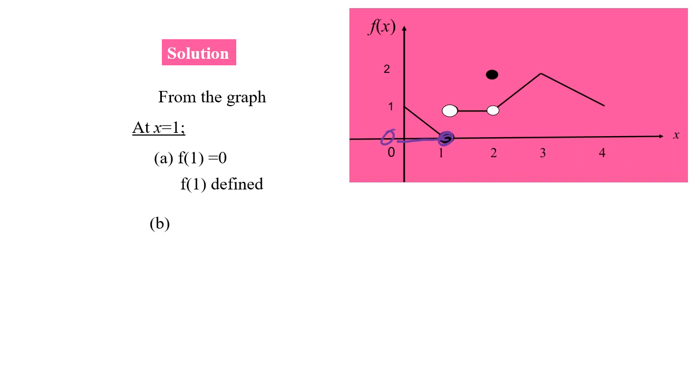And then for the second condition, we need to check the limit. So does the limit exist? To check whether the limit exists, we need to find the limit from the left side and from the right hand side. So for the limit from the right hand side, we just check from the graph.